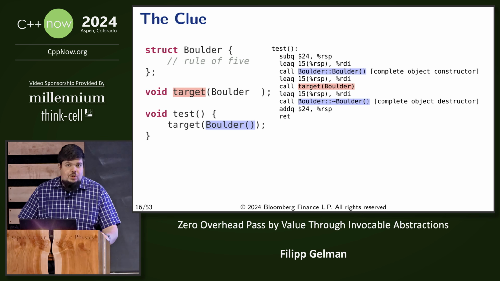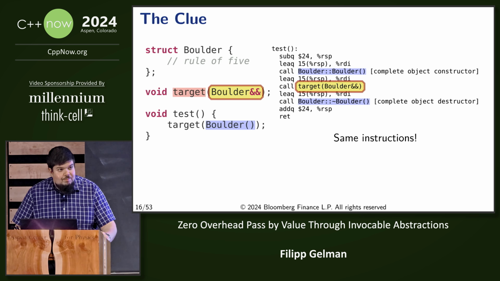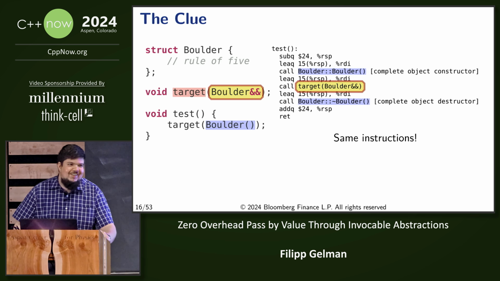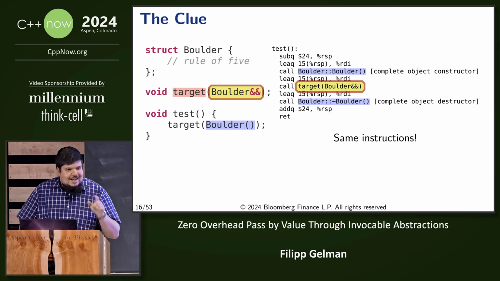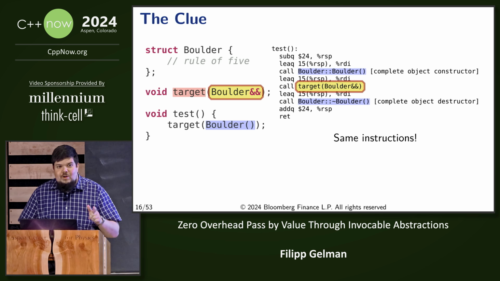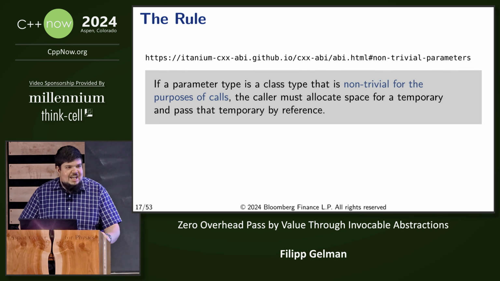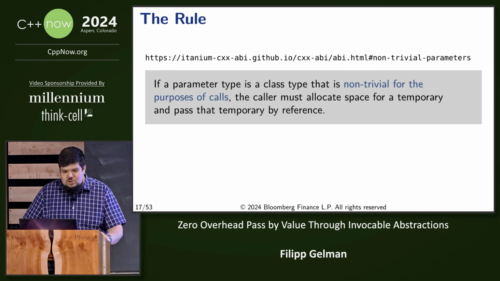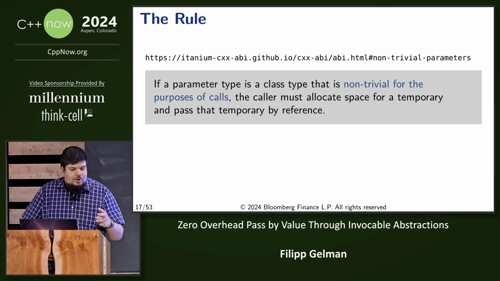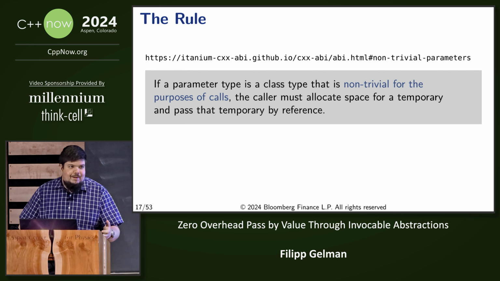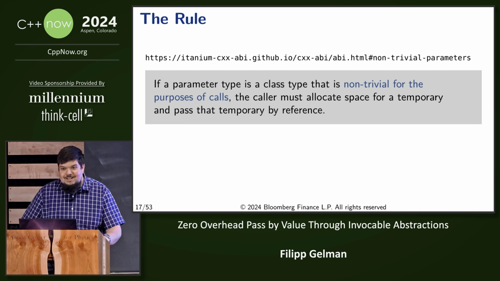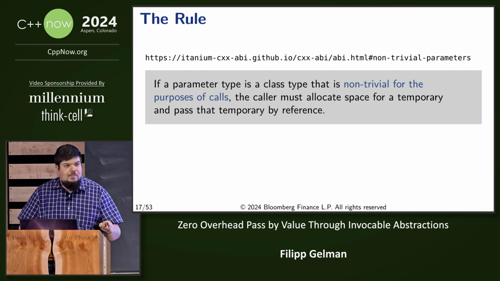If I change the signature of target to take an R-value reference instead, the generated assembly is identical. Yeah, somebody knows where I'm going. Thank you. And it has to be identical because on this platform, which is the one that I work on, it follows the Itanium ABI, which states that when passing a parameter type that is non-trivial by value, the caller must allocate it, must create it, and then pass it as if by reference. So the ABI says that they have to be the same.